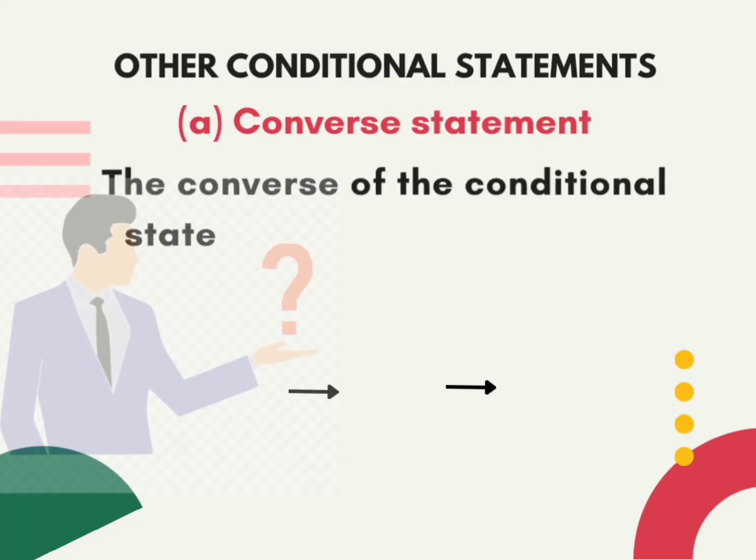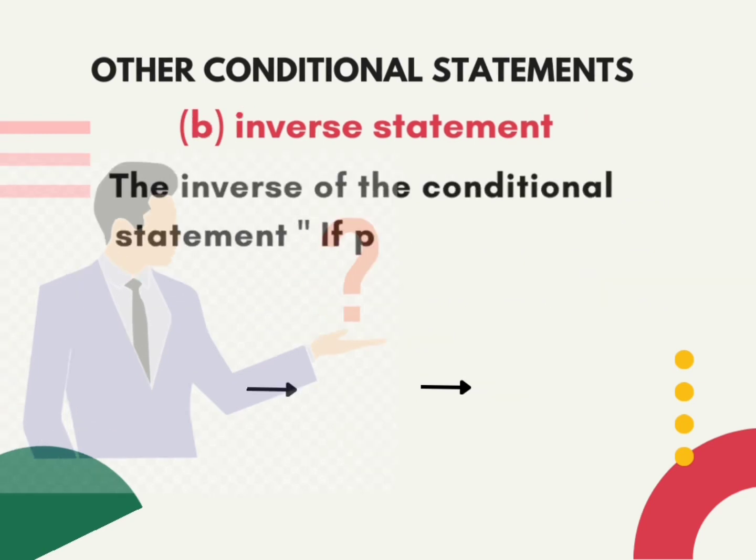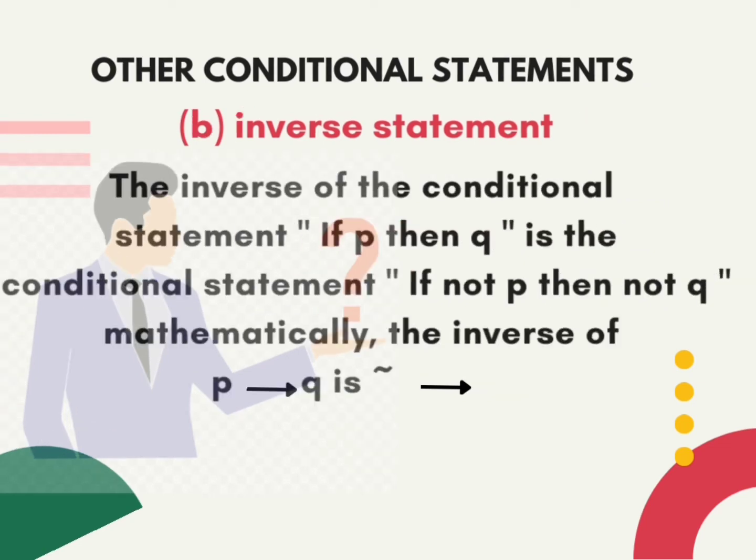Implication is not the only conditional statement we have. So let's look at other conditional statements. The first one is the converse of a statement. The converse of the conditional statement, if P then Q, will be if Q then P. Mathematically, if P implies Q is the original statement, then the converse is Q implies P.